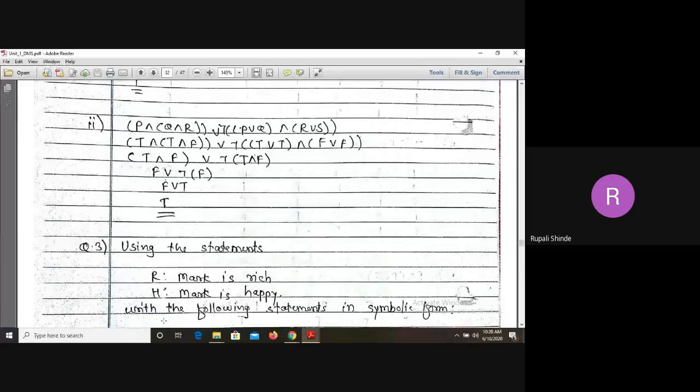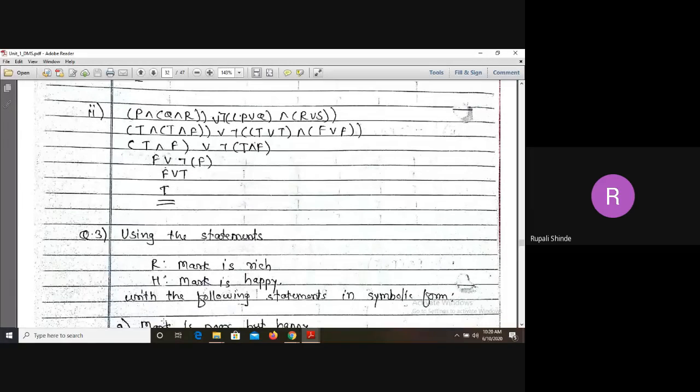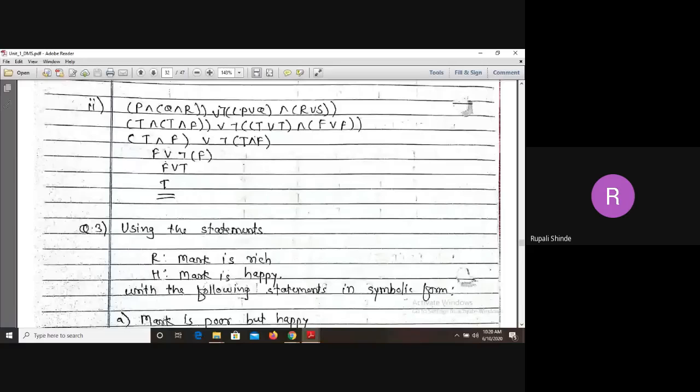Likewise, we can solve these kinds of examples. Now, in the third question, statements are given. The first statement, R, is Mark is rich. And H is given as Mark is happy. Then we have to convert these statements into symbolic form. First is Mark is poor, so we have to take negation of R. Its meaning is 'and', and Mark is happy, that is H. So the final answer is negation of R and H.